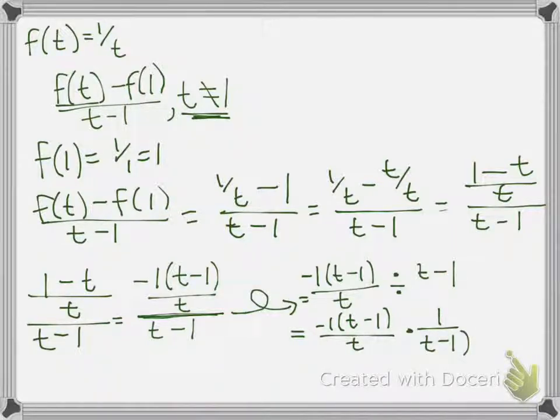And then by doing that, I now have t minus 1 and t minus 1, and when I multiply through, they reduce, and I get negative 1 over t when t doesn't equal 1. So it's a little bit different approach, but we still use that same idea of rewriting a function, plugging them in, and simplifying.